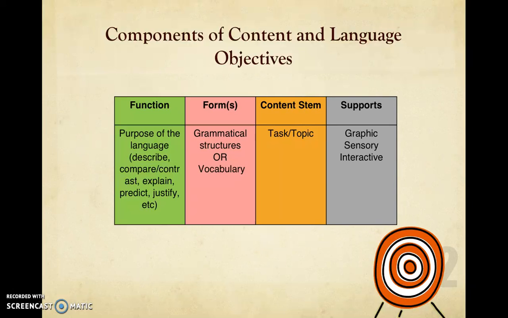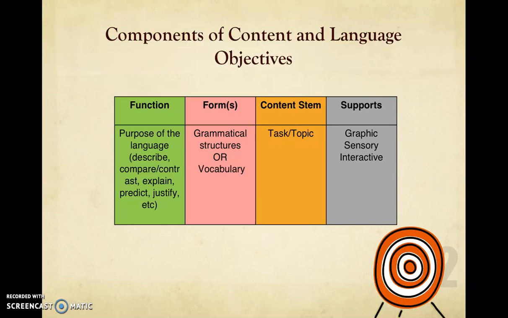Once I've thought through the function of language my students need, the next piece is to think about the form of language. The form of language can refer to the grammatical structure or grammatical components of language that students need. It's more specific than the function. It's the small pieces that help us know what function we are operating in. A form of language could also be vocabulary that students are using.